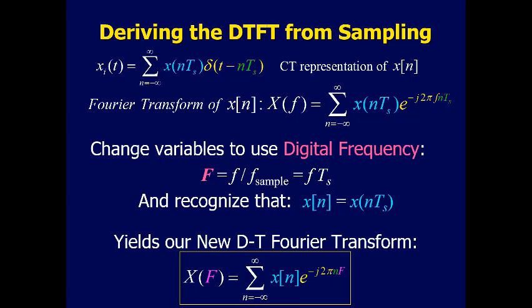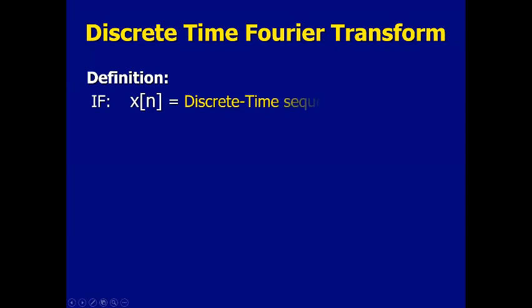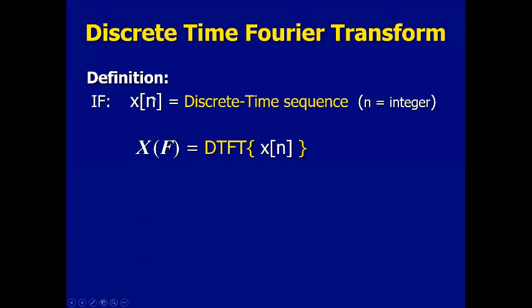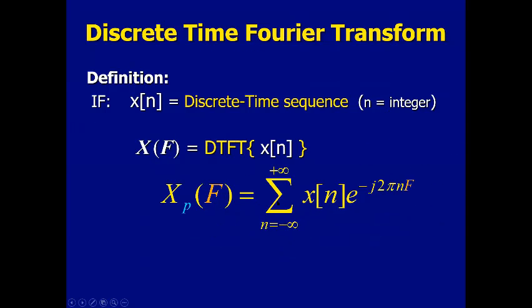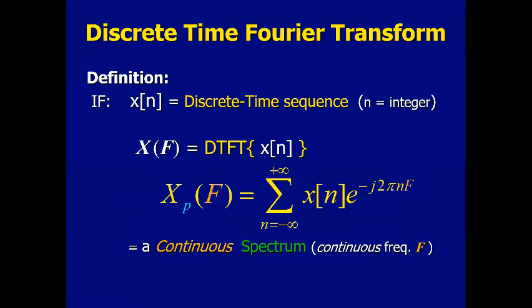We can come up with our new form of the Fourier transform that's appropriate for discrete time signals: x sub n e to the minus j 2 pi n times our capital F, our digital frequency, summing that over all n. And when we do the summation over n, the n's go away, leaving behind a function of capital F, the digital frequency. And this is the definition for the discrete time Fourier transform. If x sub n is some discrete time sequence with integer indices, and we define X sub p of F as the discrete time Fourier transform of x sub n, it's computed with that formula: the summation over all n of x sub n e to the minus j 2 pi n capital F. And this does result in a periodic function, so we'll use the little p subscript to remind us of that. And this then is the discrete time Fourier transform, the DTFT.